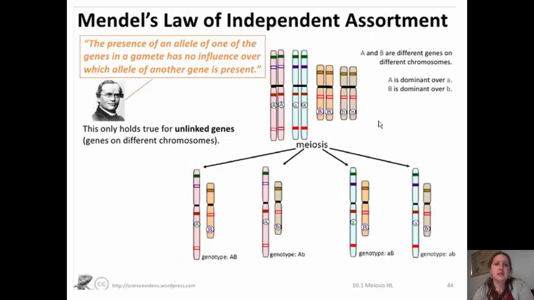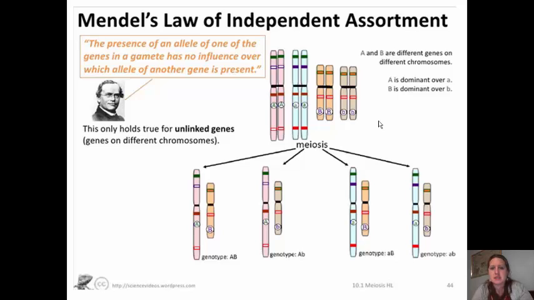All right, so the whole point of genetics is to increase variation, and we have a few laws from our lovely guy Mendel, who are important in increasing our genetic variation. And the first one is Mendel's Law of Independent Assortment. And this states that the presence of an allele of one of the genes in a gamete has no influence over which allele of another gene is present.